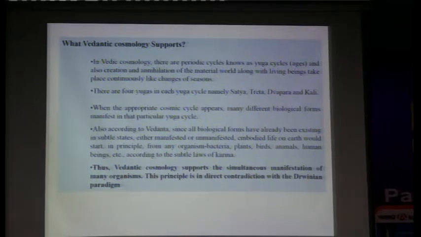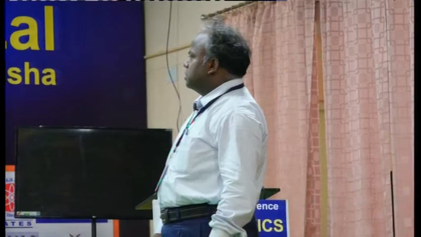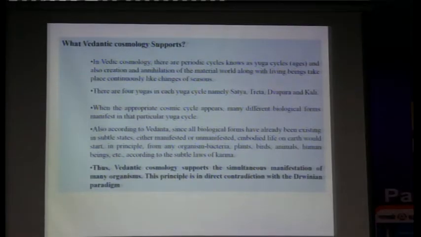So this thing also we can think in this way: just now this rainy season is over. During the rainy season, you can observe there are many new plants on the soil. But once this season is over, you will not see those for one year. Again, when the next rainy season comes, you will again see those. So what does it mean, that those are not existing, or those are existing but in a subtle state? In that way, there is no question of evolution in the Darwin theory. Everything is existing, but it manifests and unmanifests from time to time. This is the evolution theory which Vedantic cosmology is telling about. Thus, Vedantic cosmology supports the simultaneous manifestation of many organisms, and this principle is in direct contradiction with the Darwinian philosophy.